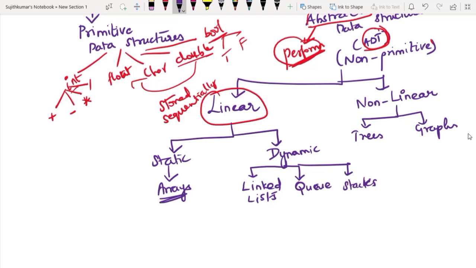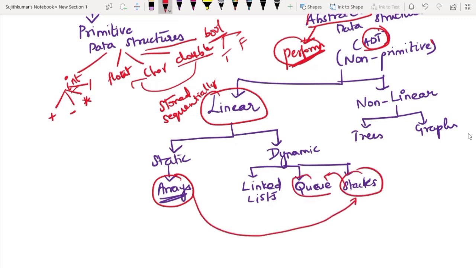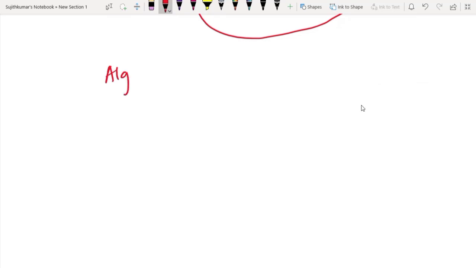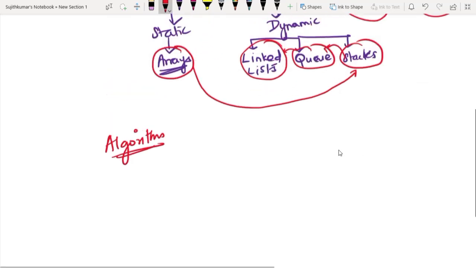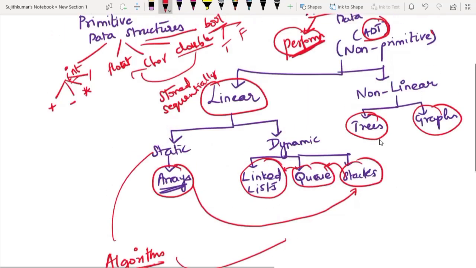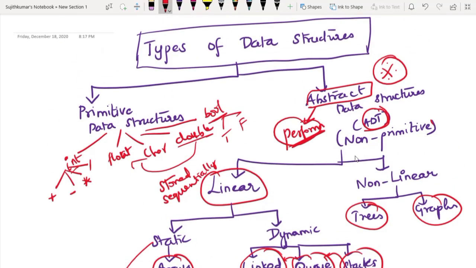We'll start from array and move on to stacks, then queue, then linked lists, and we'll see about trees and graphs. We'll also see some basic algorithms to access the elements in these particular data structures. So that's the overview of this particular course.